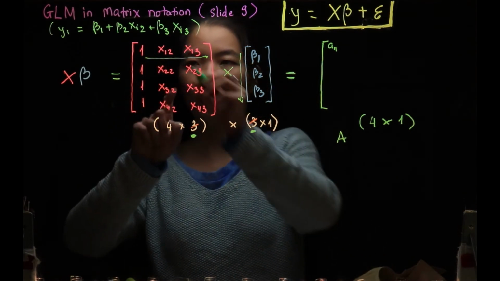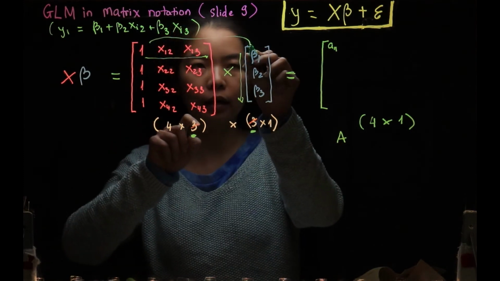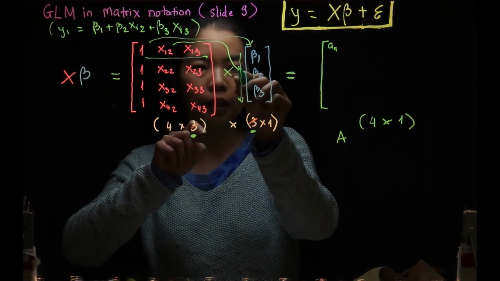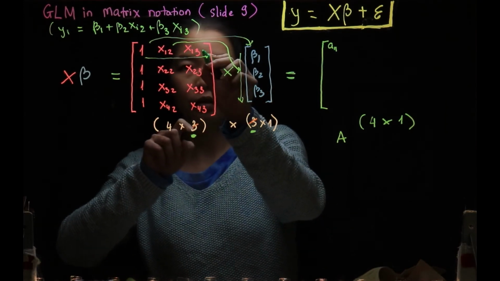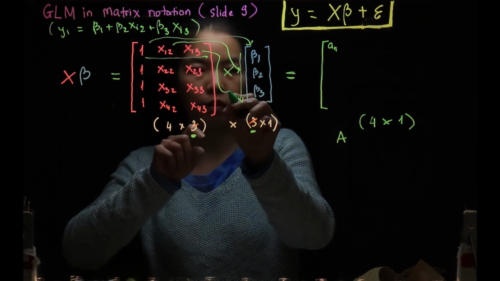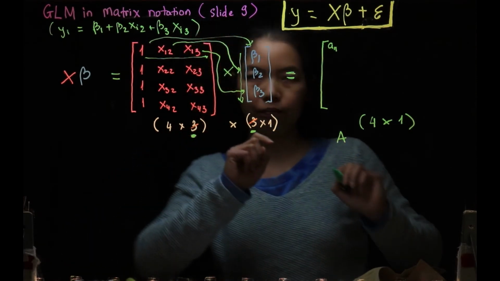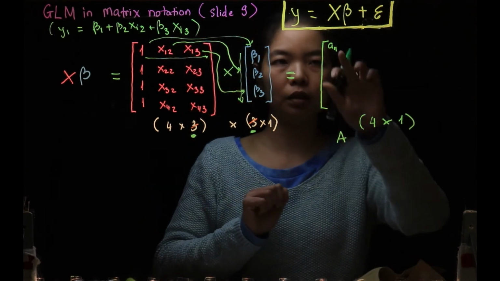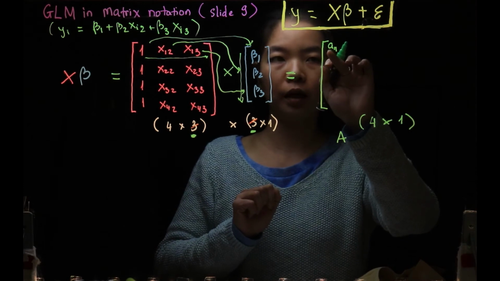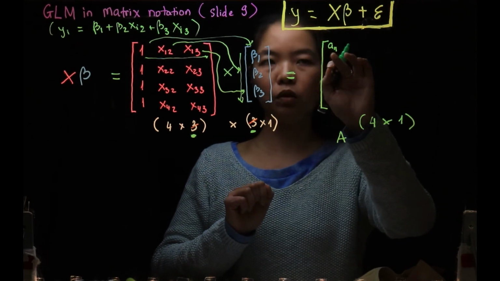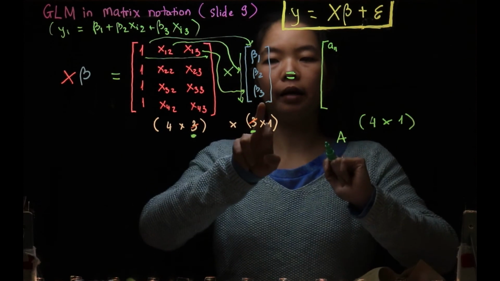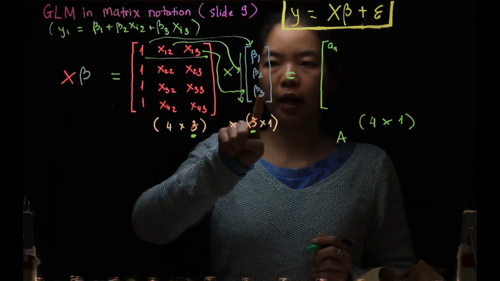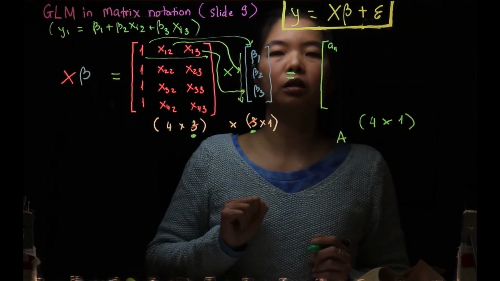So what I mean is 1 times beta 1, x12 times beta 2, and x13 times beta 3. And then you sum up these 3 products to get element 1,1. So element 1,1 is the first row times the first column, with corresponding elements multiplied by each other. We call it the dot product.